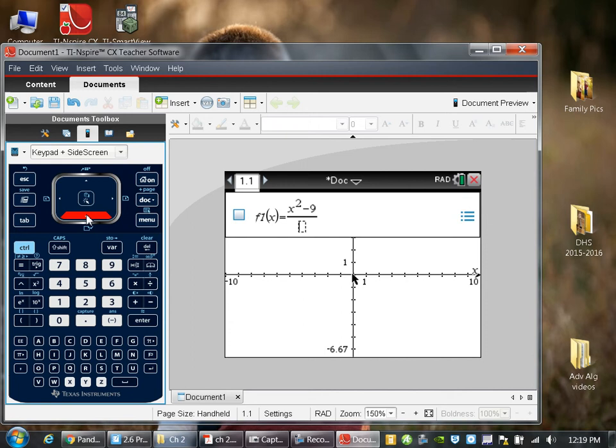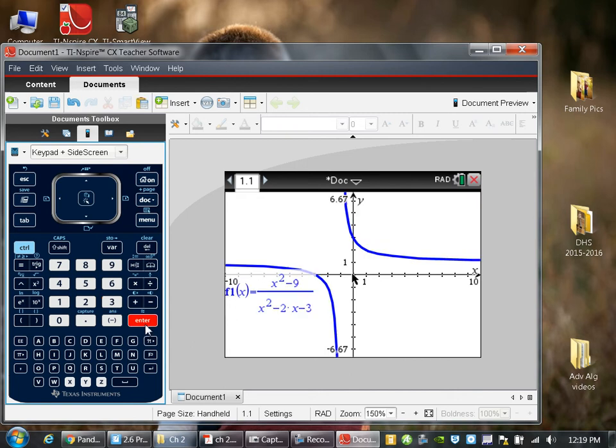Love it. Anyway, back to this. It was over x squared, and then it was what, minus 2x minus 3? Yeah, minus 3. Okay. So then, go ahead. We get something that looks like this.